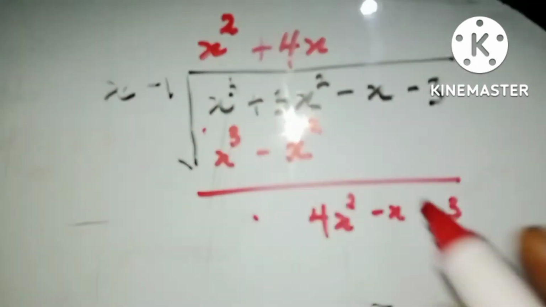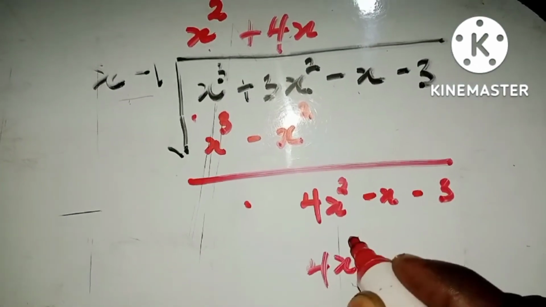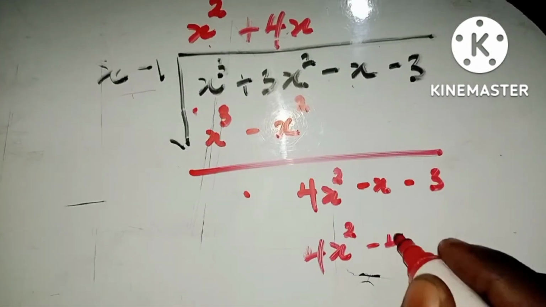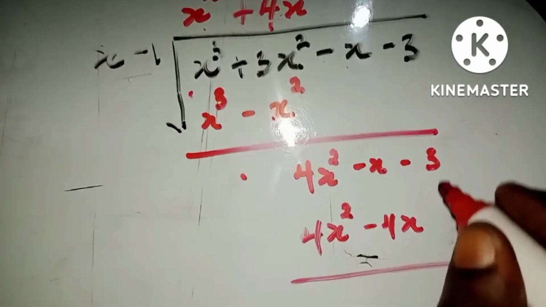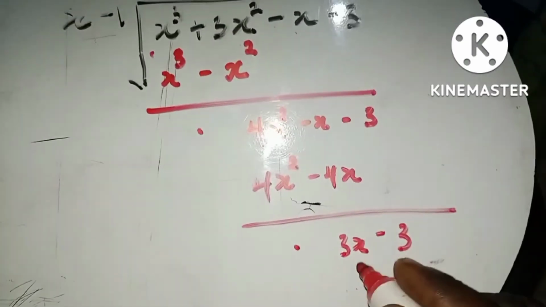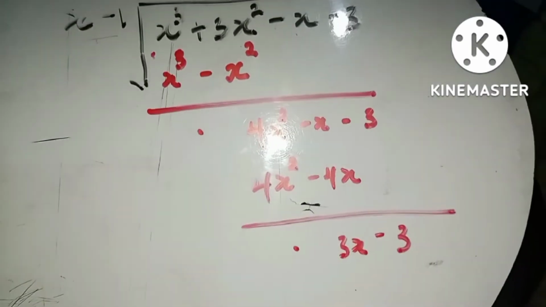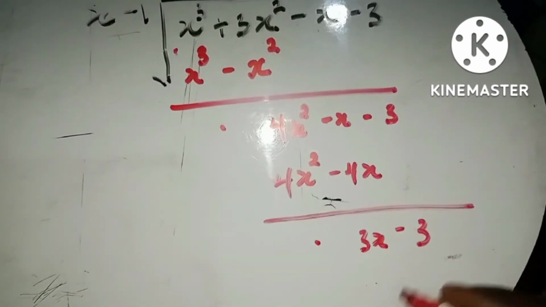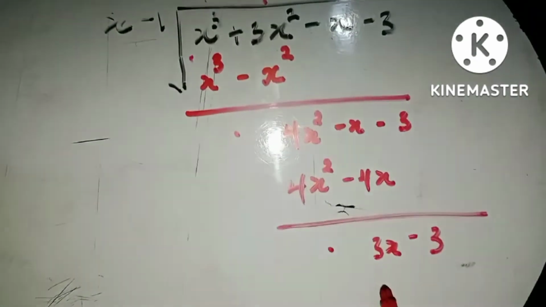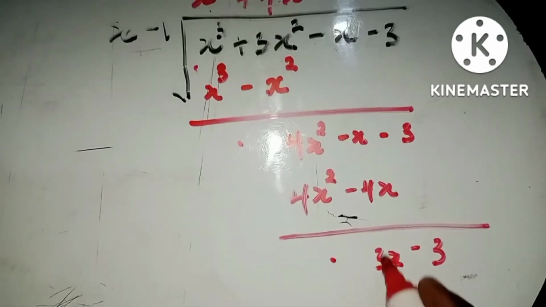So the first one gives you 4x squared, right? And then this multiplied by this one, that should be minus 4x, right? So do your subtraction. This should be our answer after subtracting, right? So here if you continue, you are going to have something that we cannot find this x out of again, right? So here you are having the 3x.